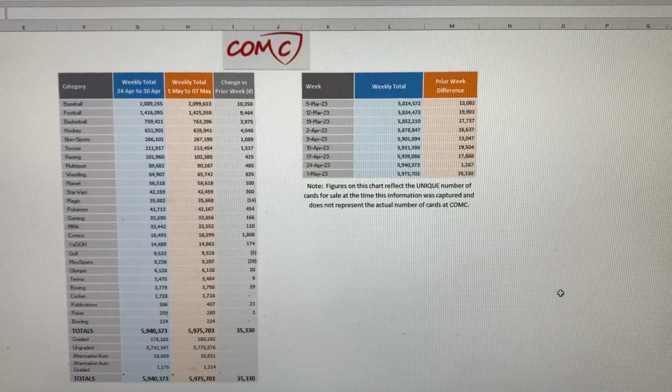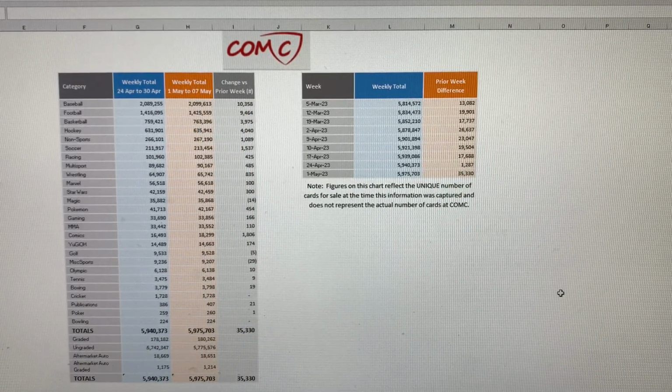COMC this week added a total of 35,330 cards to their platform. Huge number, probably the biggest one I've ever seen in my life. Which is kind of weird because last week, as we saw, they only had 1,287. So something must have happened. I think they must have not added all their cards last week, right? And then all of a sudden, they added a huge wave of cards on COMC this week.